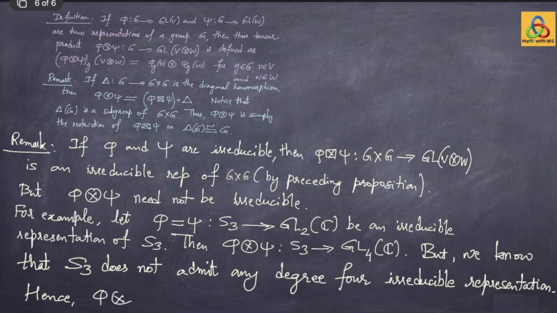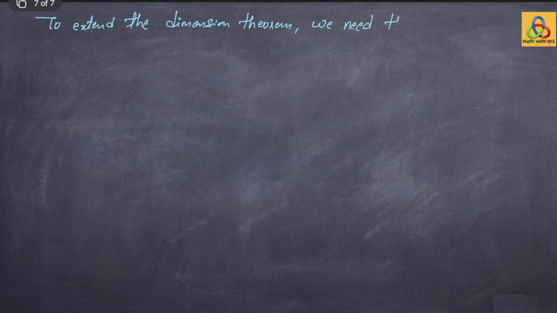Okay, so the tensor product of two irreducible representations need not be irreducible in general. However, if we take the tensor product of an irreducible representation with a degree 1 representation, then it is irreducible. So let us now try to extend the dimension theorem, which we proved in an earlier lecture, which says that the degree of an irreducible representation of a finite group divides the order of the group G.